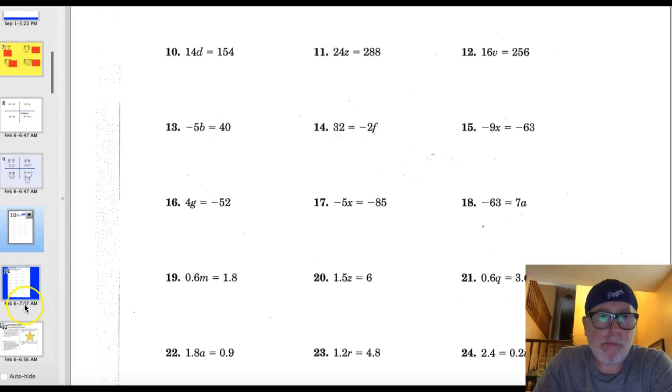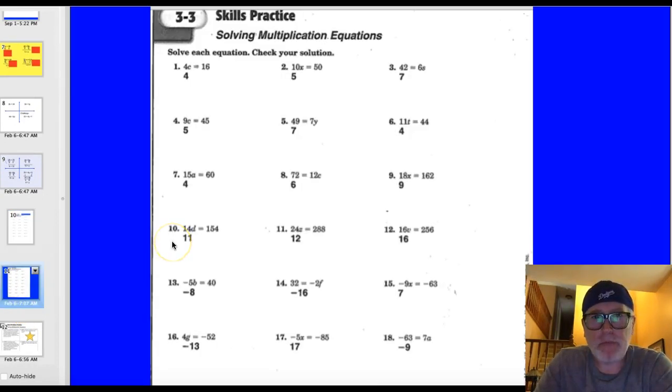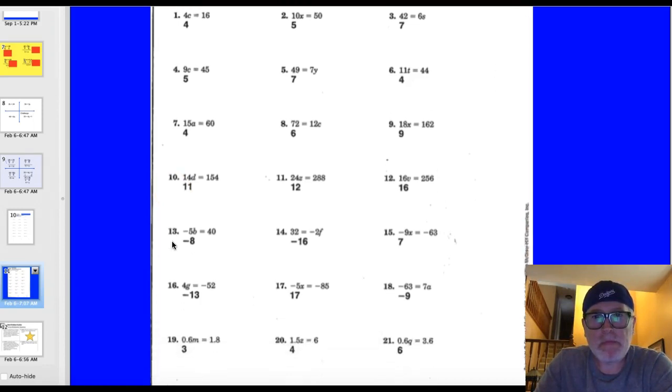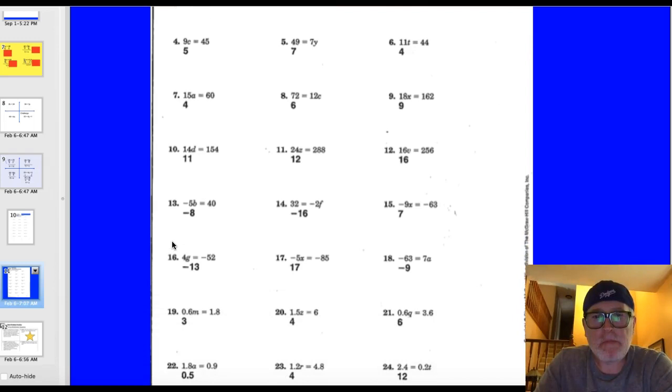Okay. Here's the answers. 1 through 18. You can see 24. All right. Sounds good. Those of you who want a little bit further, a little more enrichment, I've got this too.